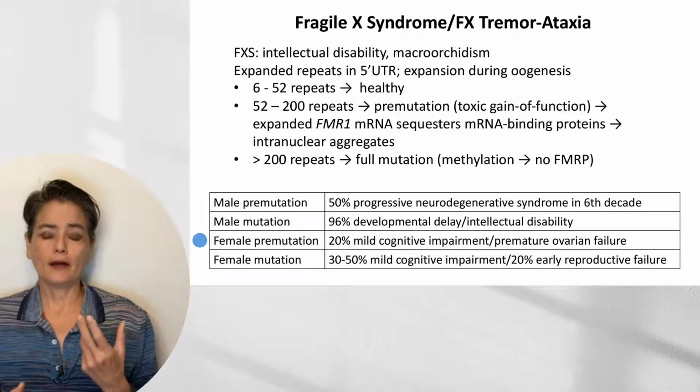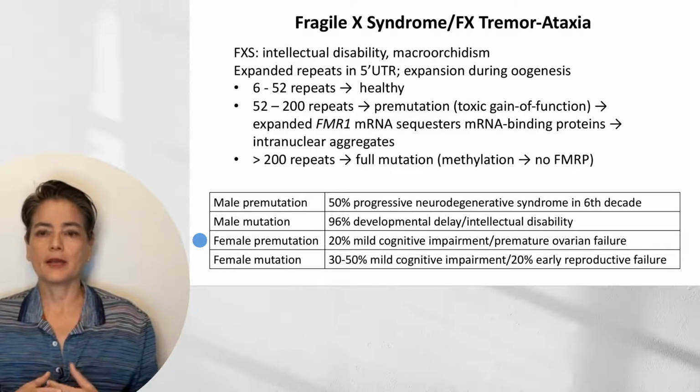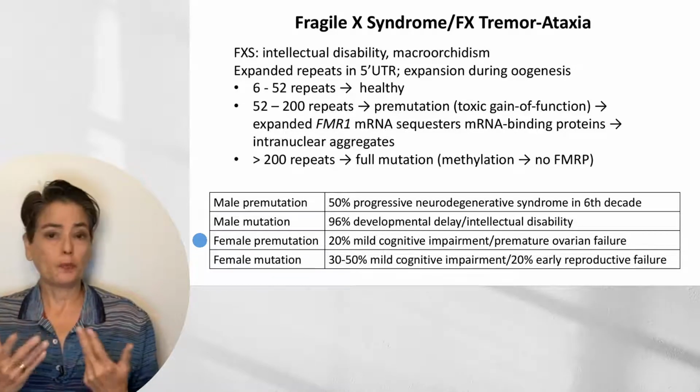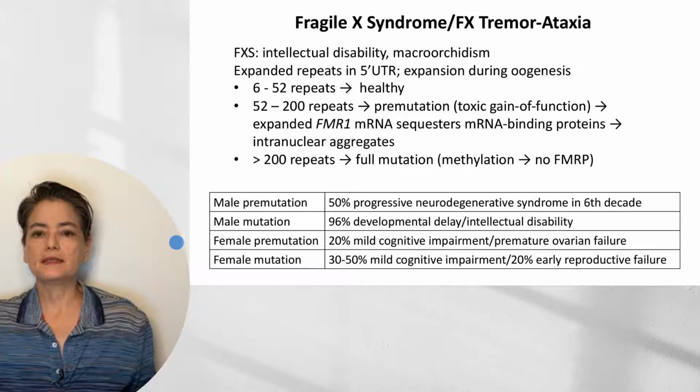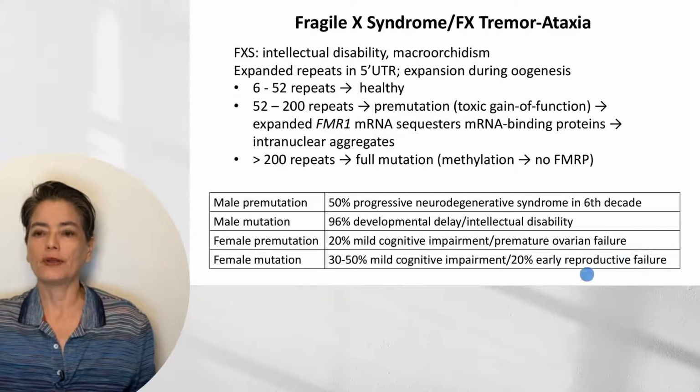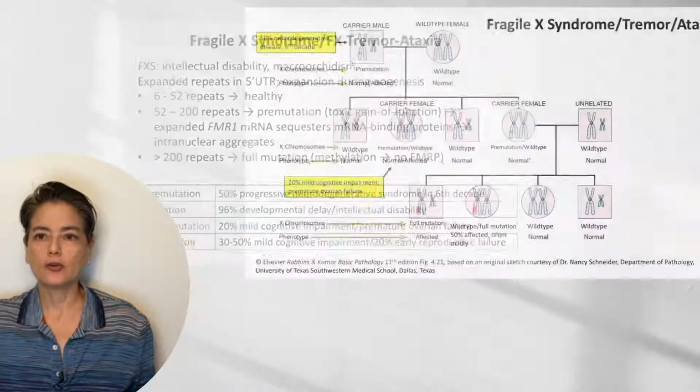Typically, we think we have a healthy wild-type X chromosome, so we'll be fine. But actually what we see is that in the female premutation, about 20% of individuals have mild cognitive impairment as well as this premature ovarian failure. And when we move on to the full mutation, about 30 to 50% will have mild cognitive impairment, and about 20% will have early reproductive failure. So let's take a look at this in a kindred.